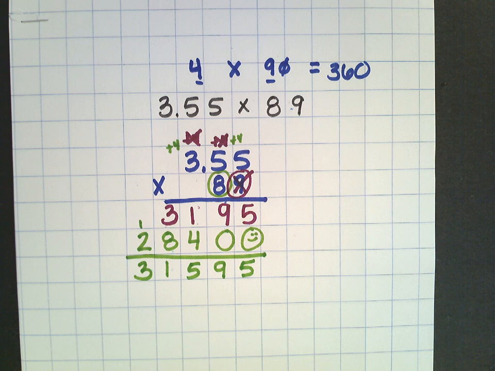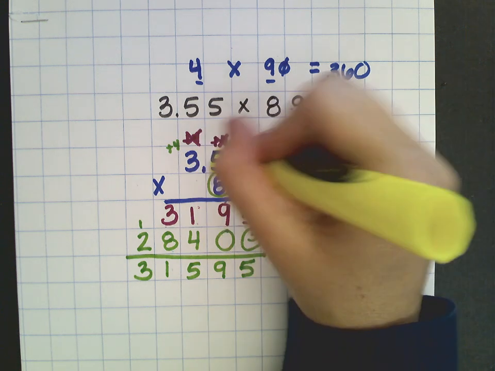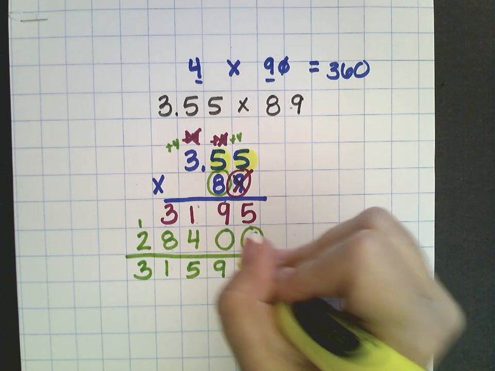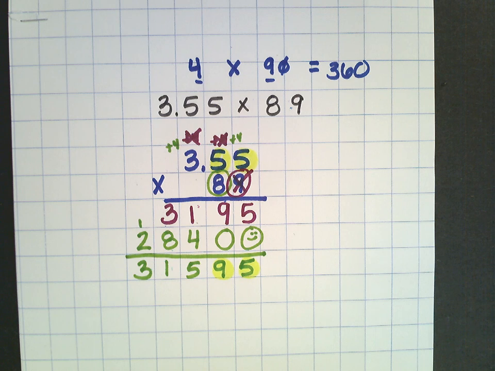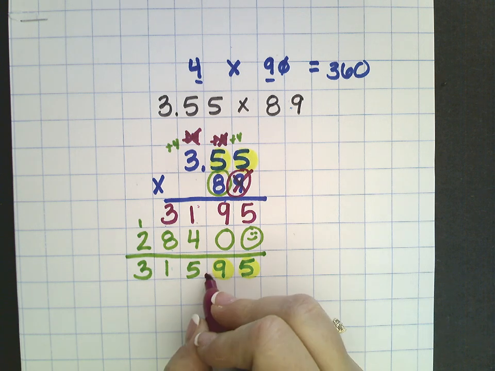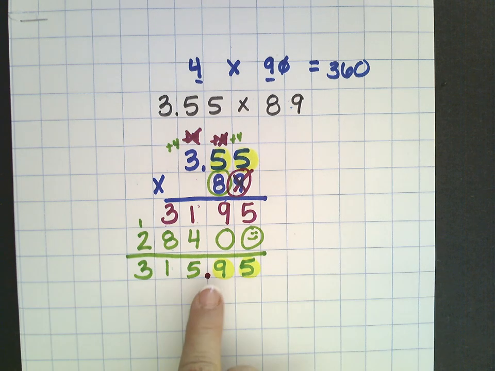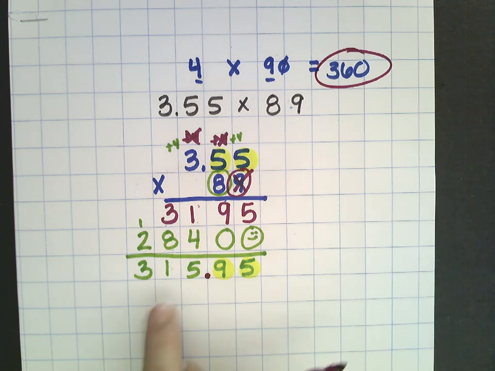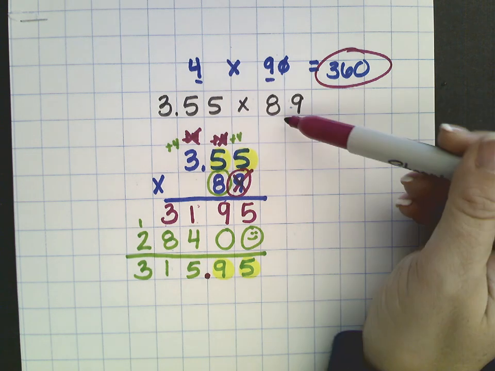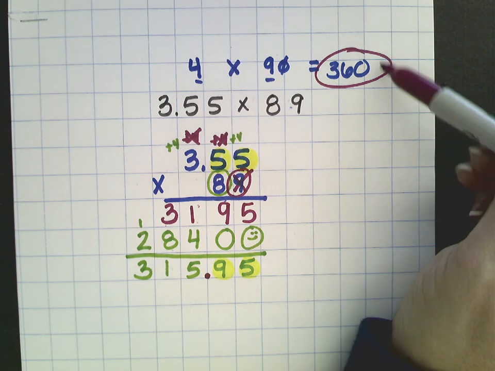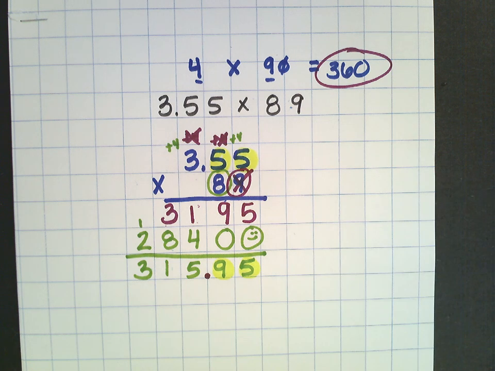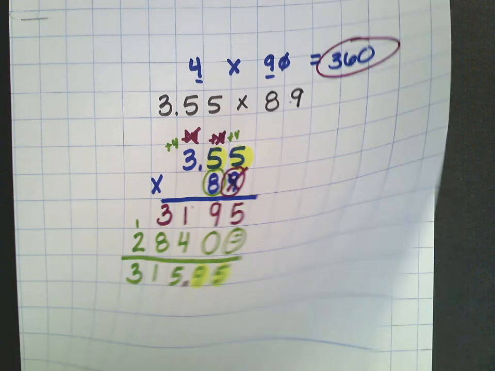But last but not least, cannot forget, I do have a tenths and a hundredths place. So I need the same in my product. So therefore, my product is 315 and 95 hundredths. And take a look at my estimate, 360. 315 is pretty close because we rounded both of these numbers up. So therefore, the estimate would be greater than our actual answer. So we're going to do one more together.